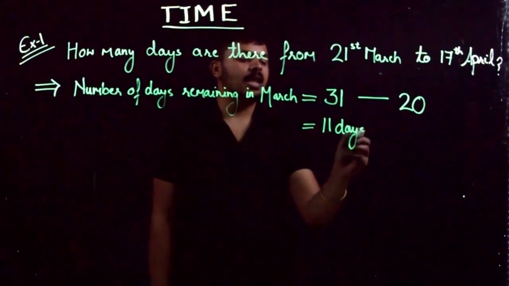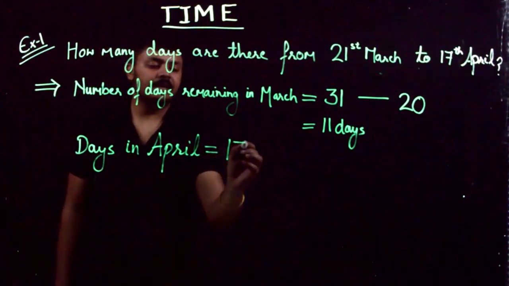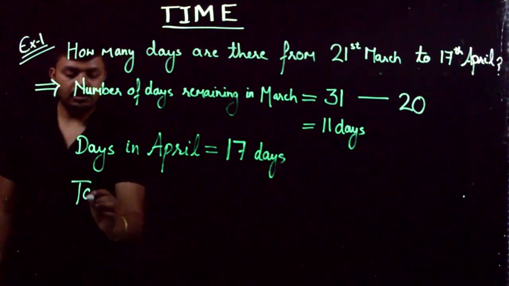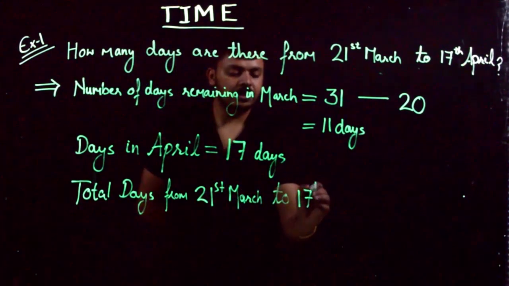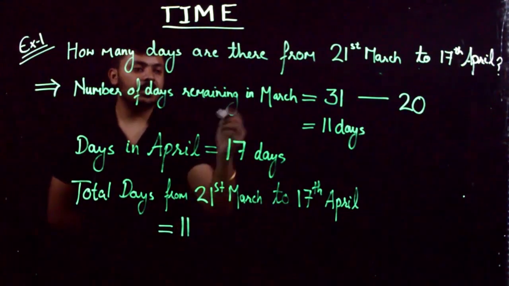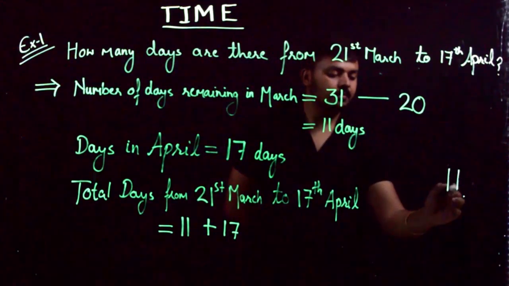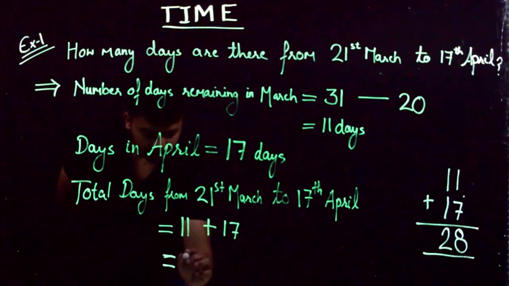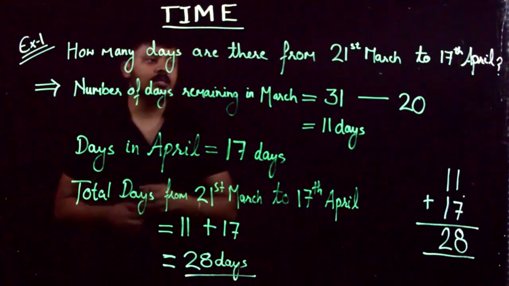So in March we have 11 days remaining, and in April the days are 17, as from 1 to 17 are 17 days. Now the total days from 21st March to 17th April is equal to 11, the number of days remaining in March, plus 17, the number of days in April. So let's add: 11 plus 17 is equal to 28. So total days are 28 days. I hope you have understood how to calculate the total number of days between two given dates.